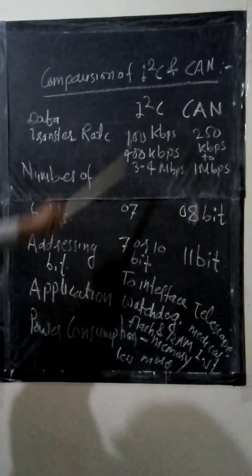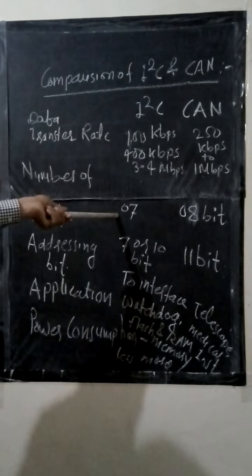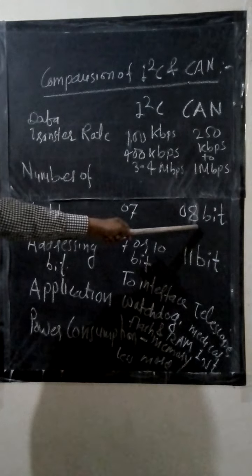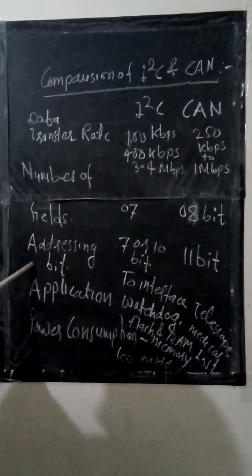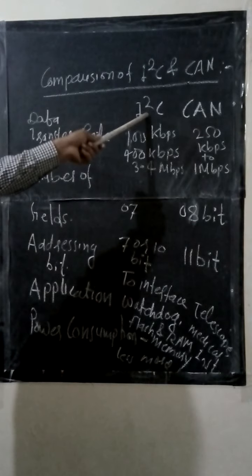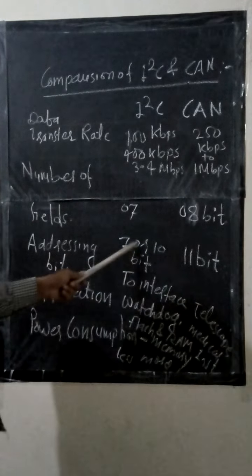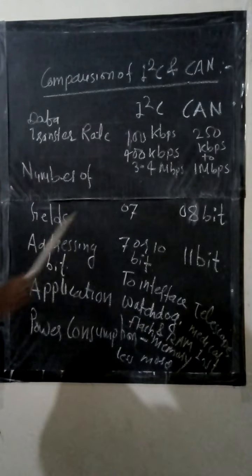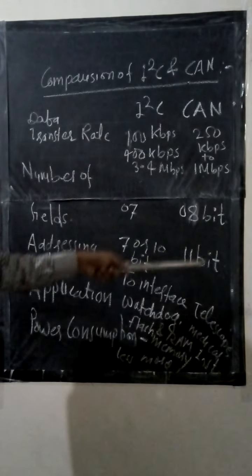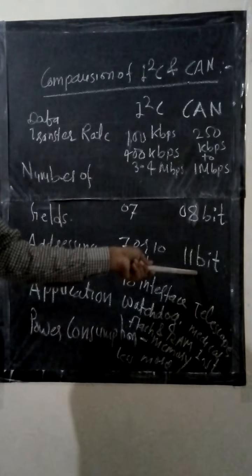The second point is on the basis of the number of fields. In I2C the number of fields is 7 bit, and in CAN the number of fields is 8 bit. Then addressing bits. In I2C the addressing bits are 7 or 10 bits, and in control area network the addressing bits are 11 bit.